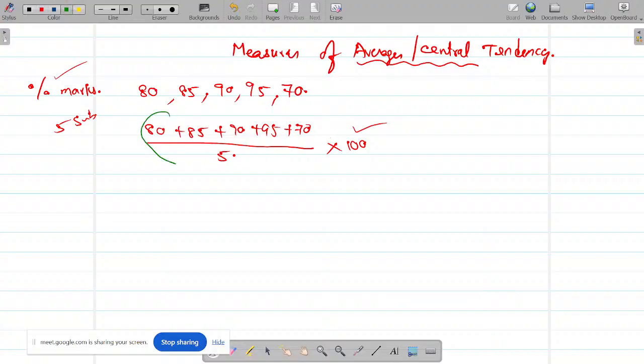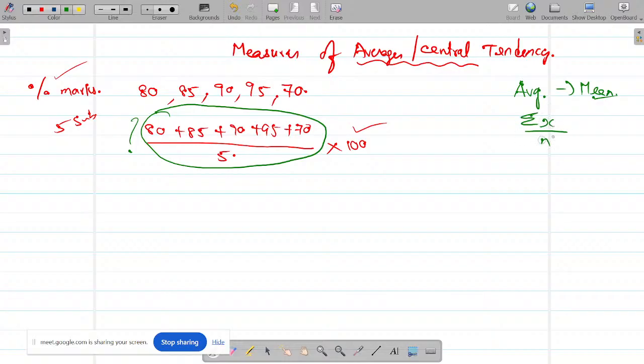Have you ever thought why you're adding all this and dividing by 5? We don't know, ma'am. Our teacher told us to do all this and we're doing it. That's it. Have you ever wondered why you're doing all this? If I ask you to find the average, for example the mean of marks, what will you do? Summation x by n is the formula you might have studied in your school.